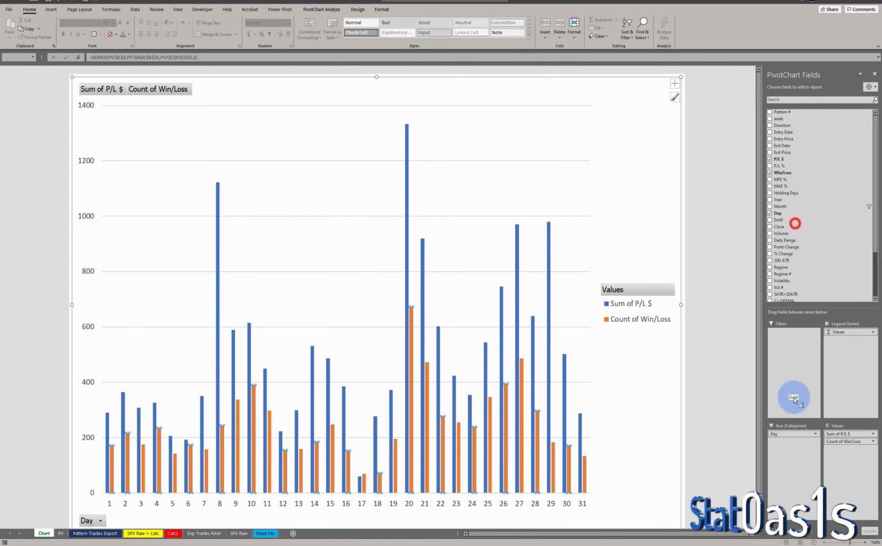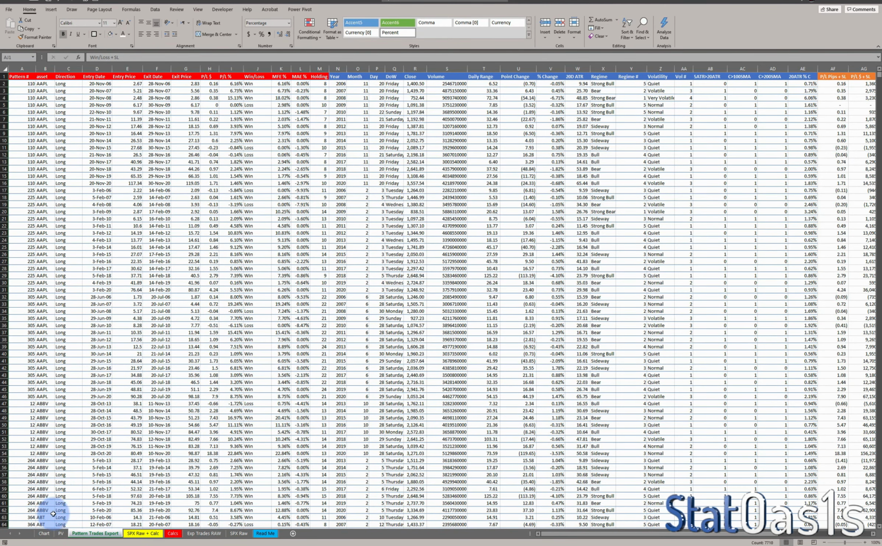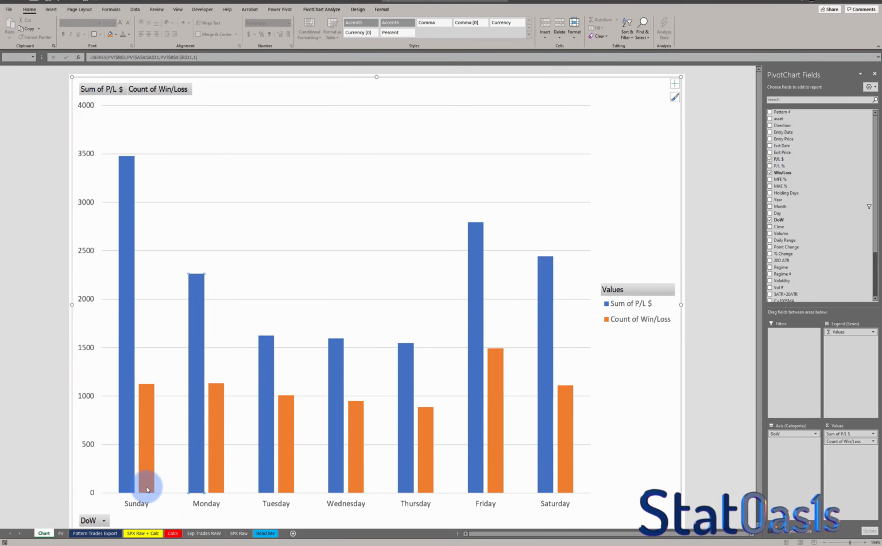Also, you can filter on day of the week. Let me take this off. And we can see the same number of trades here, but a lot more money on Sunday and Monday than the rest. This data is shifted by 1 day. It's because of some calculations I needed here, so I needed to shift by 1 day. So this is actually Monday and Tuesday. And also Thursday and Friday look very good.